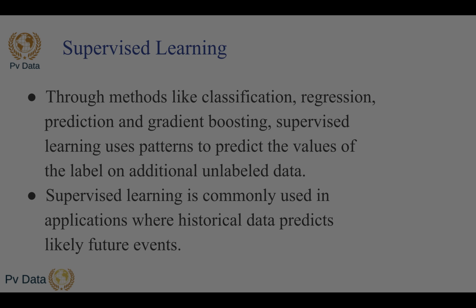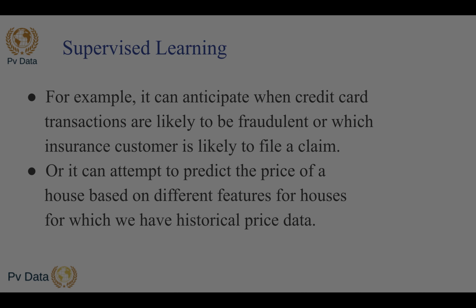In supervised machine learning, through methods like classification, regression, and prediction, supervised learning uses patterns to predict the value of the label on additional unlabeled data. Supervised learning is commonly used in applications where historical data predicts likely future events. For example, it can anticipate when credit card transactions are likely to be fraudulent or which insurance customer is likely to file a claim. Or it can attempt to predict the price of a house based on different features of the house for which we have historical price data.